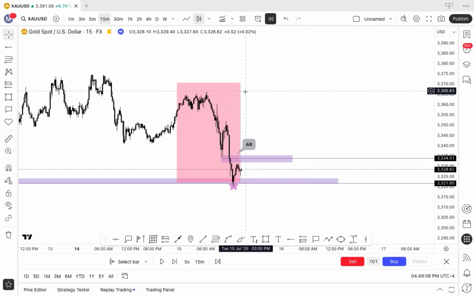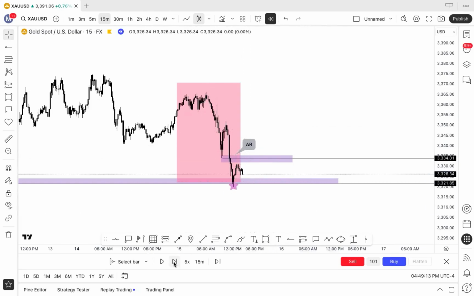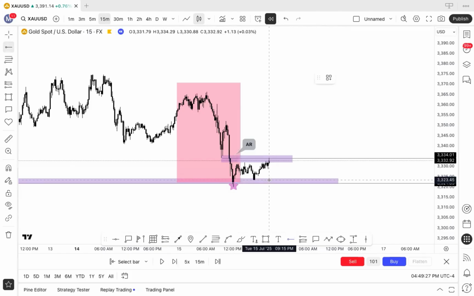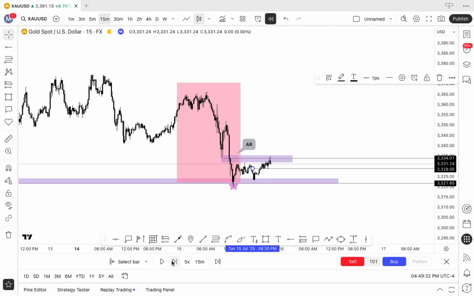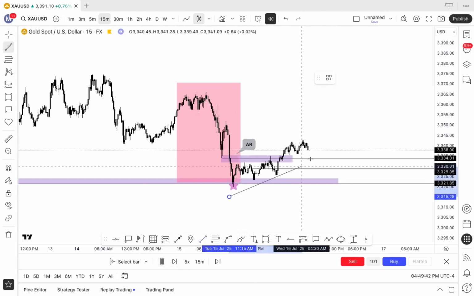That being said, all I'm going to be waiting for is to see how we respect this low. Do we respect it or not? Right? Didn't break it yet. All right, we're respecting it. Look, even came to here, didn't break it. Now we can clearly see we're creating what? Bullish structure. Right? And now we just have to make sure we break that AR level. And then what do we want? We want price to continue pushing up.